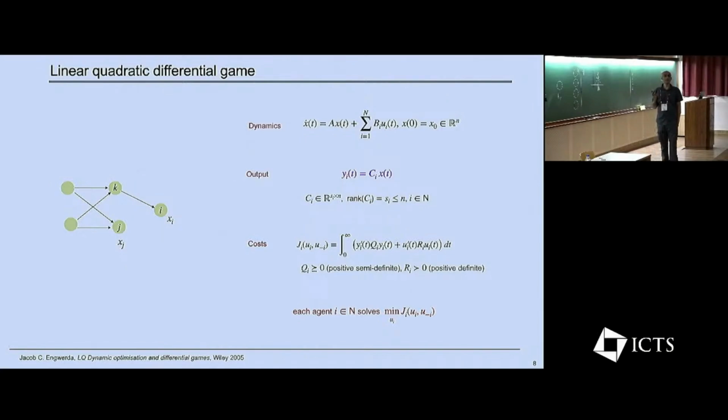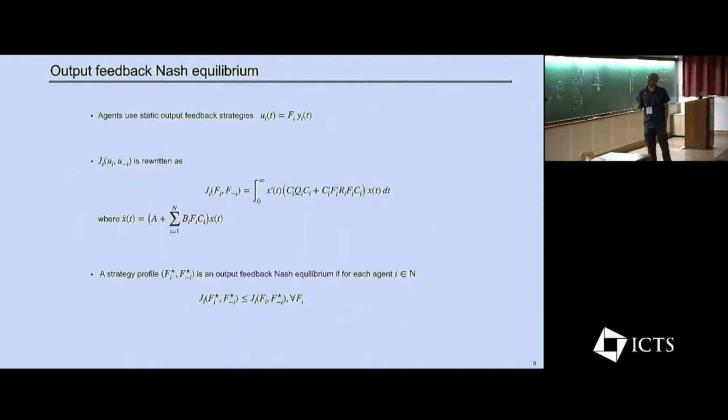Is it clear? The reason we are focusing on linear quadratic games is that we want to characterize the existence conditions with respect to the problem data, that is A, B, and so on. We also want to compute these equilibria. Now we also restrict the strategy space of agents to be linear in output. Then we can rewrite the cost in terms of these matrices, which I now have to determine. The output feedback Nash equilibrium is then defined with the standard Nash equilibrium definition.